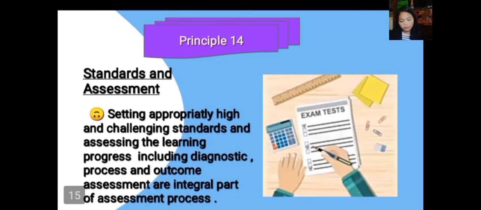So now, let's move on to another principle under the individual differences. Principle 3 under the individual differences: Setting appropriately high and challenging standards and assessing the learner as well as the learning progress, including diagnostic, process, and outcome assessment, are integral parts of the learning process. Assessment and evaluation are essential parts of the teaching and learning process.